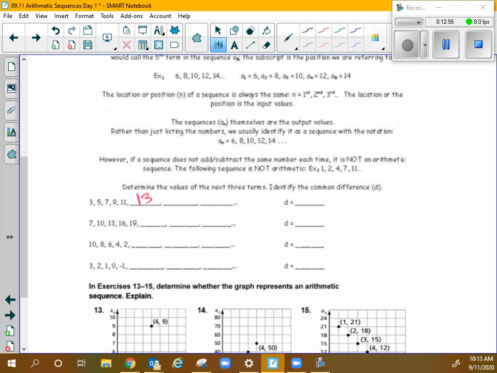All right. 3, 5, 7, 9, 11, what would be next? 13, what would be next? 10. Bingo, what's the common difference? 2. 7, 10, 13, 16, 19. Common difference. 10, 8, 6, 4, 2. Common difference. There you go. 3, 2, 1, 0, -1. Common difference. Bingo.